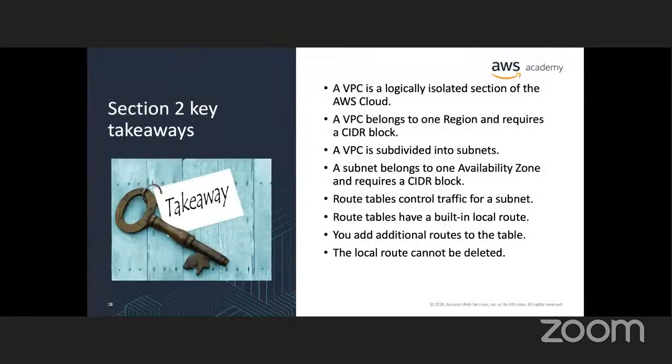A VPC is a logically isolated section of the AWS cloud. A VPC belongs to one region and requires a CIDR block. A VPC is subdivided into subnets. A subnet belongs to one availability zone and requires a CIDR block. Route tables control traffic for a subnet. Route tables have a built-in local route. You add additional routes to the tables, and the local route cannot be deleted. Okay, that's the default one. If you could delete that one, there would be no traffic within the VPC, and that cannot happen.